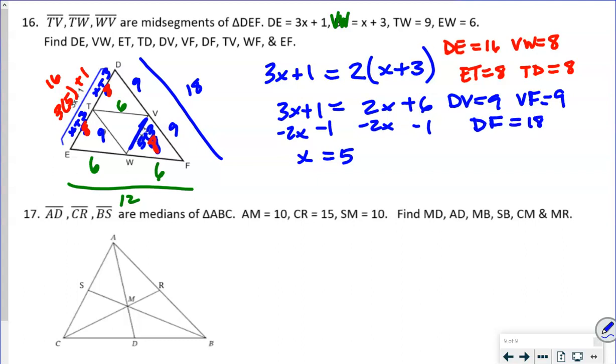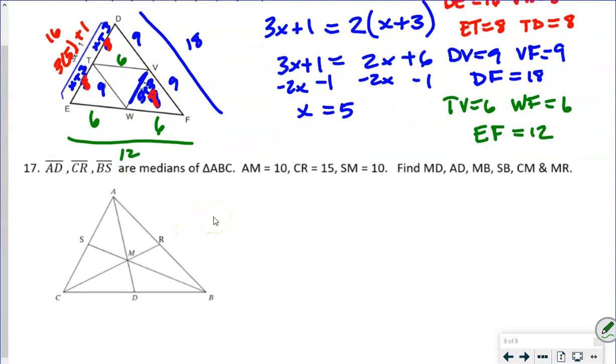All right, and then our last one is TV is 6, right? TV is equal to 6. And then WF is equal to 6. And then what is EF? The whole length. EF is equal to 6 plus 6, which is 12. Okay? All right, last one, y'all.